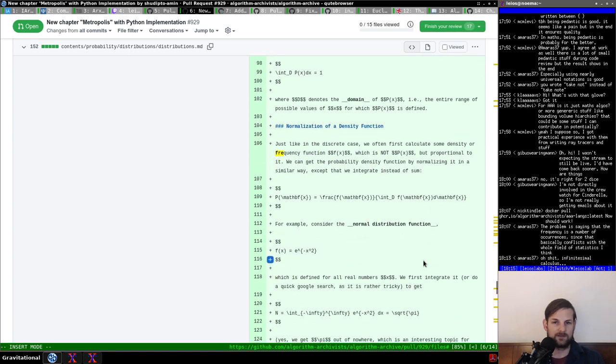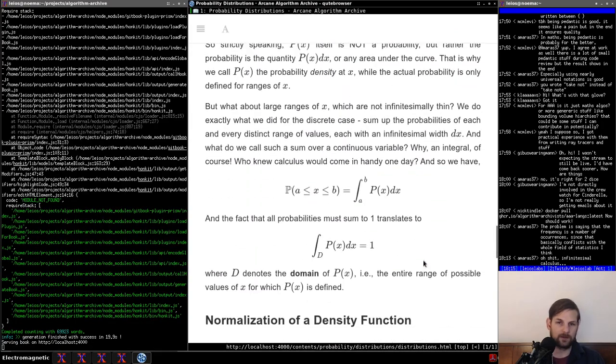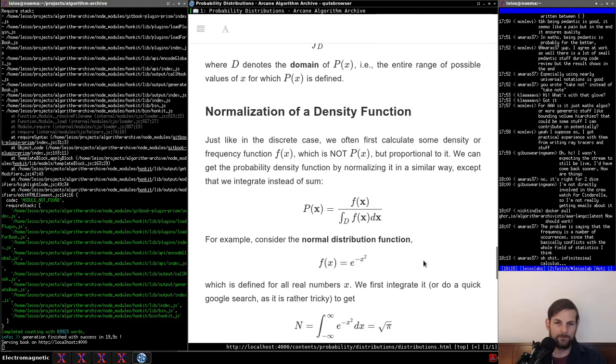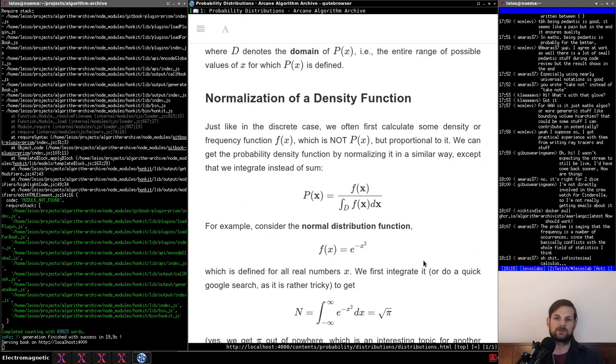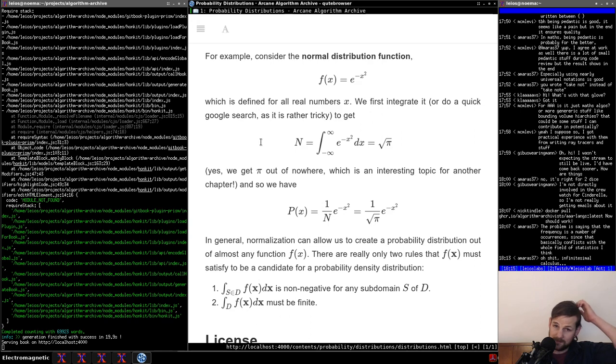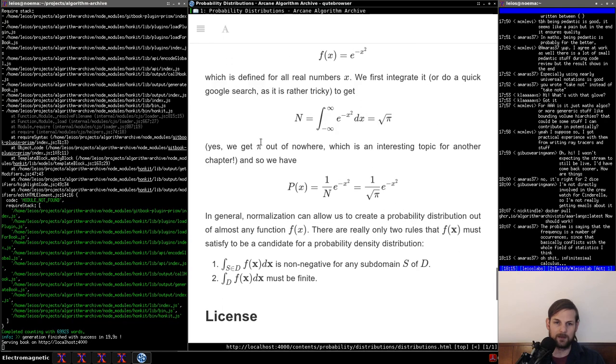Sure. Normalization of density function. We're just going to go down here really quick. Overall, I like the diagrams. I think they're quite nice. Just like in the discrete case, we often first calculate some density or frequency function f, which is not p, but proportional to it. We can get the probability density function by normalizing it in a similar way, except that we integrate instead of sum. Okay, sure. For example, consider the normal distribution function here, which is defined for all real numbers x. We first integrate it, or do a quick Google search, as it's rather tricky, to get the following.